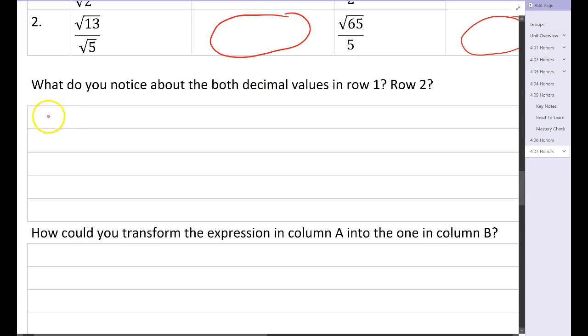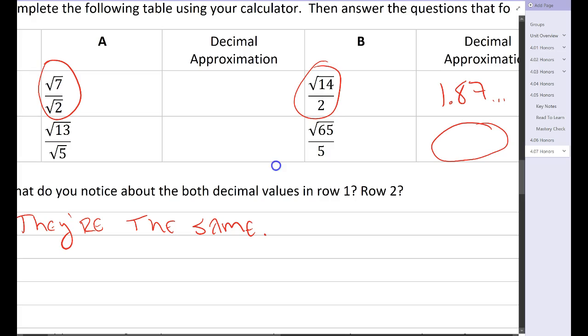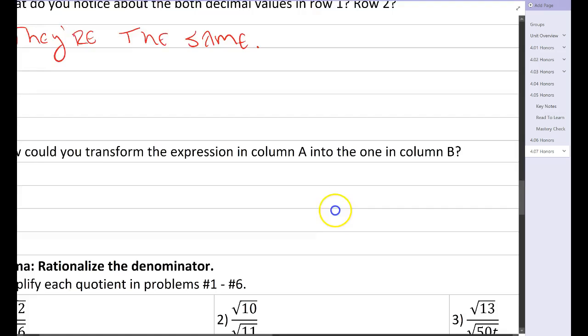Now, what do we notice about both decimal values in row 1 and 2? Well, they're the same. How could I transform column A into column B? Well, that is a process known as rationalizing the denominator, and it's actually very simple if you are careful. If you're not careful, just like all things with radicals, you're going to throw an errant radical in somewhere. You're going to forget a radical somewhere. It's not going to work out well.